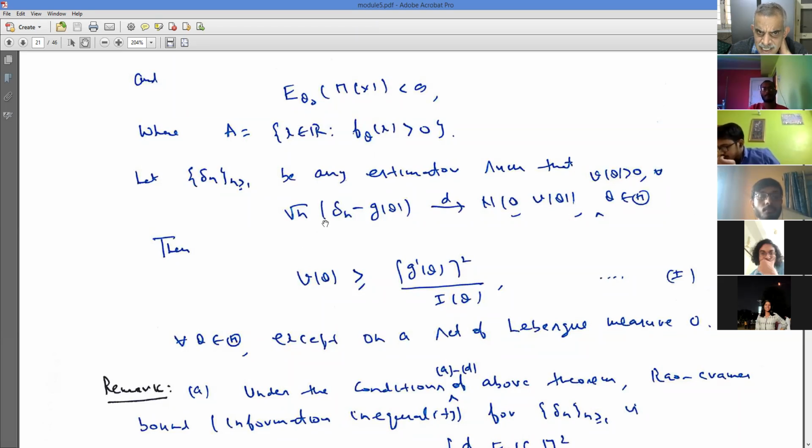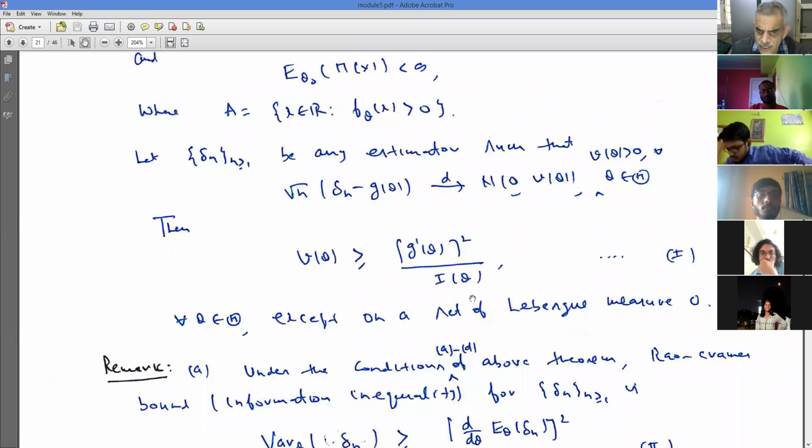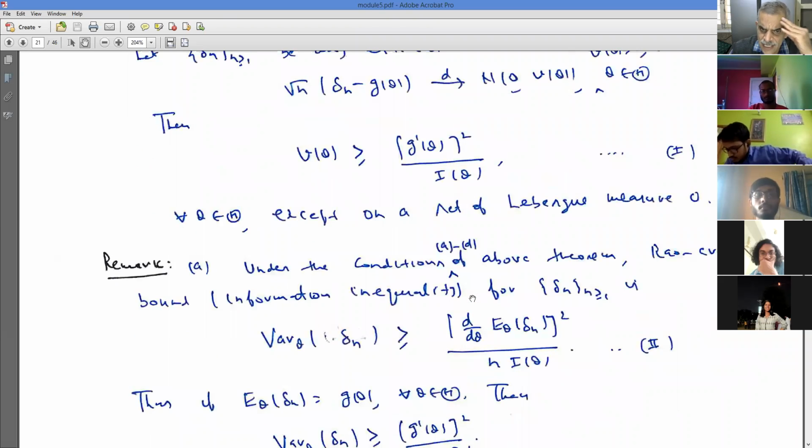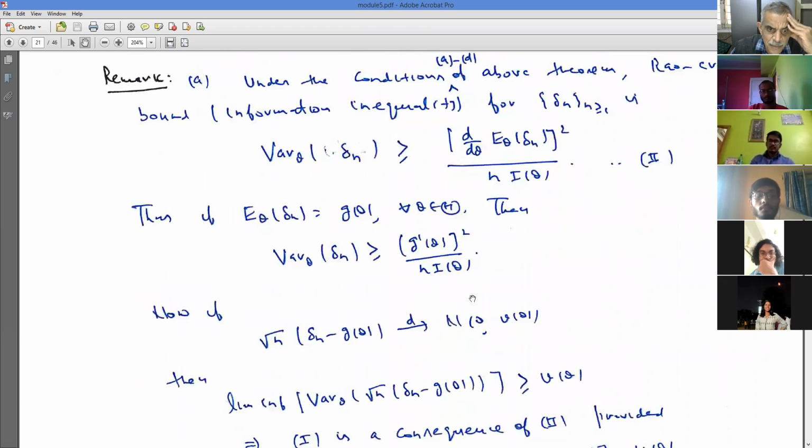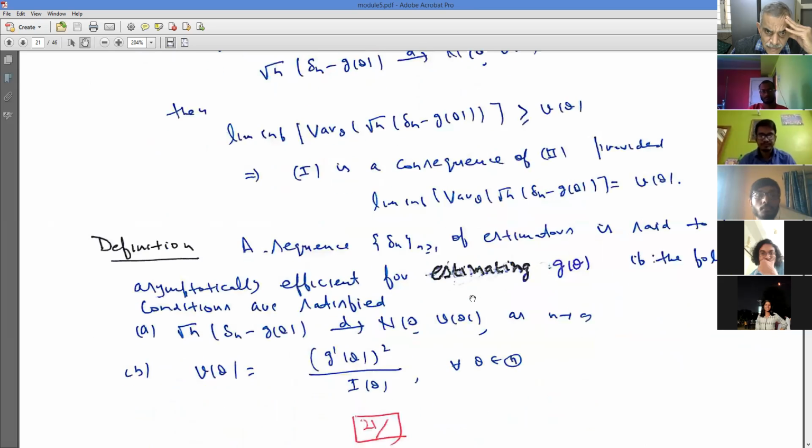And that is exactly what it is saying. If you have any estimator delta n, such that root n times delta n minus g theta is asymptotically normal with mean 0 and variance v theta, then I know that the variance would always be greater than or equal to g prime theta squared upon n I theta, which is exactly what I have written down over here. So that is the heuristic approach. But of course, one has to give a detailed proof of it. So what is the problem with you?